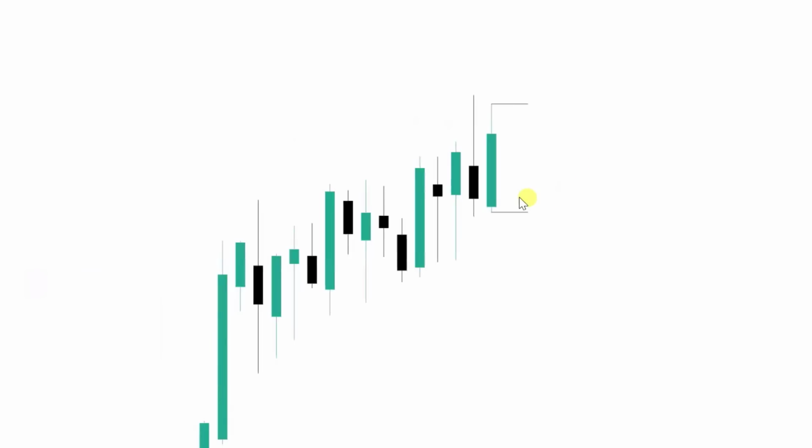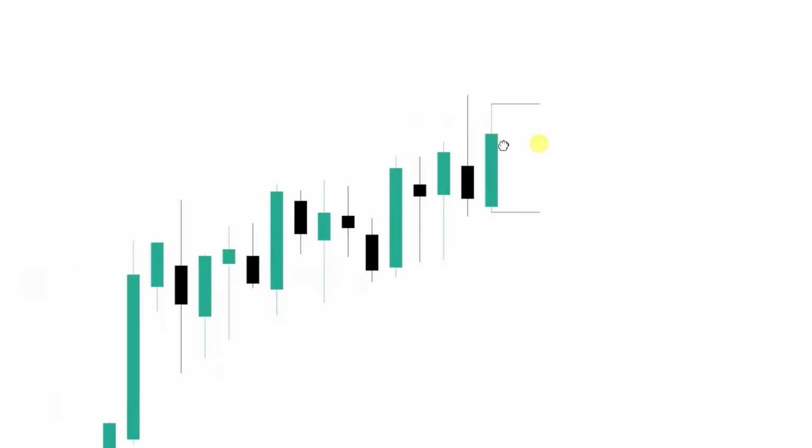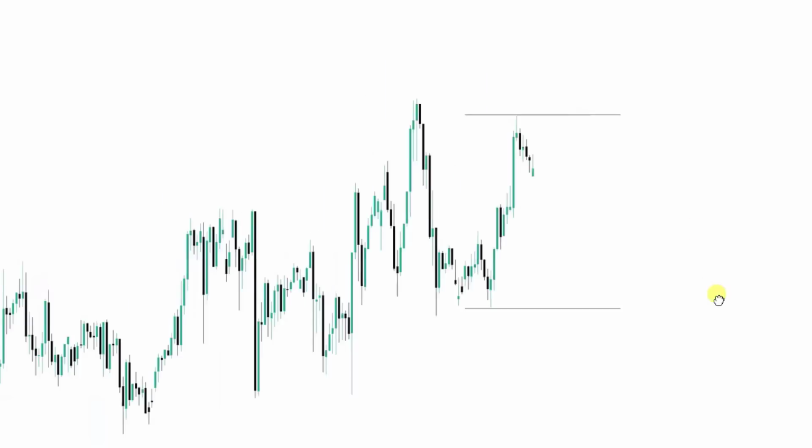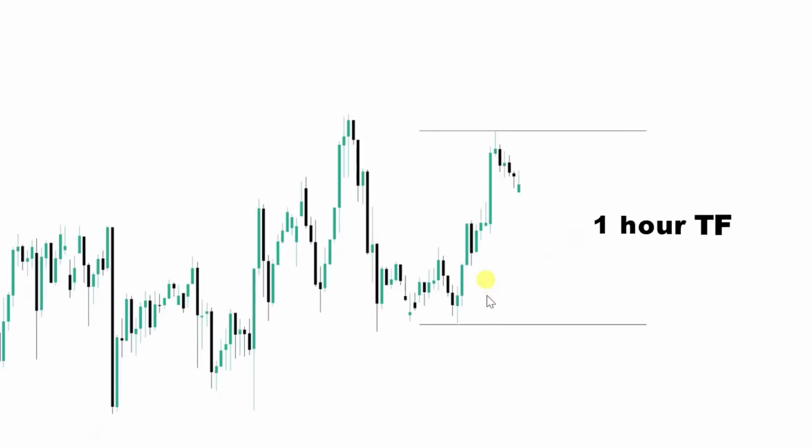So let's break this price action down and let's see what it looks like. On this particular price action, what you can clearly see is that this is the high of the range and this is the low of the range. So let's go to the 1 hour time frame. Now on the 1 hour time frame, you can clearly see that this is the same range right here. This is the high of the range and this is the low of the range.